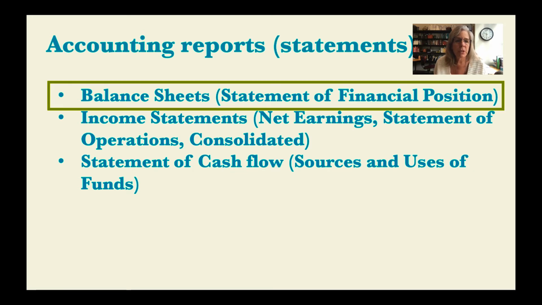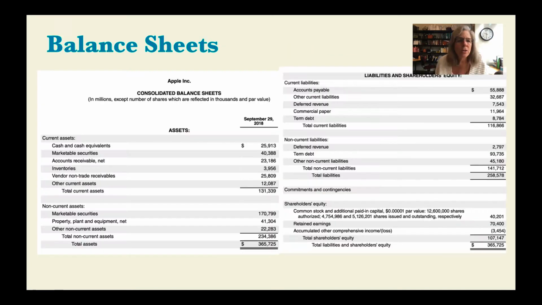So the first one we're going to look at is the balance sheet, which is also known as a statement of financial position. This balance sheet is for Apple. And one of the things we need to notice initially is that these numbers are in millions. So if we look at this first value right here, it's 25,913,000,000, because that value is in millions. So just knowing the scale of this for Apple Corporation.